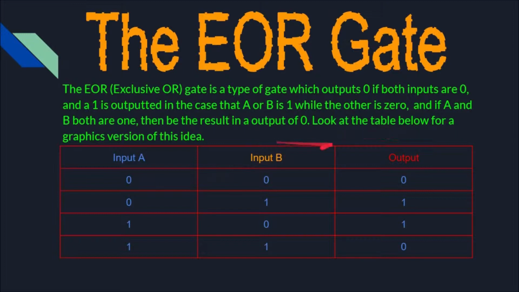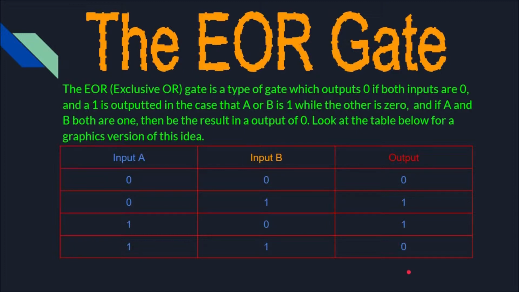So look at the table for a graphics version of this concept. If A and B are 0, we get 0. If A is 0 and B is 1, we get 1. If A is 1 and B is 0, we get 1. And if both B and A are 1, we get a 0.